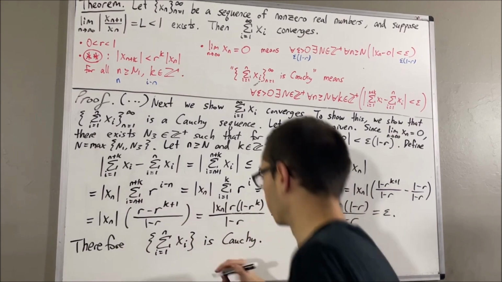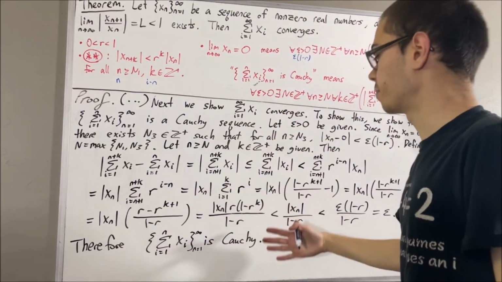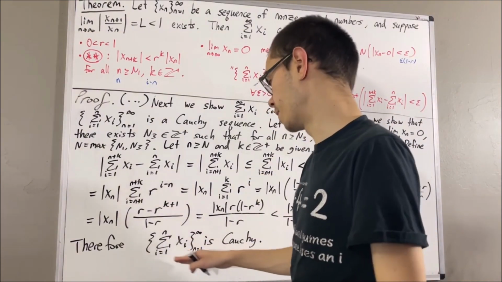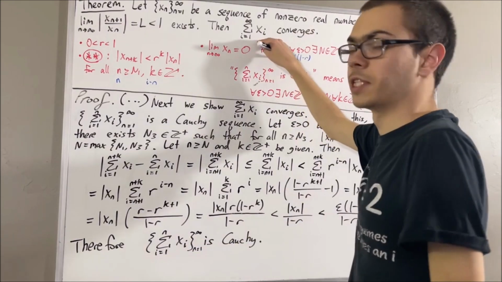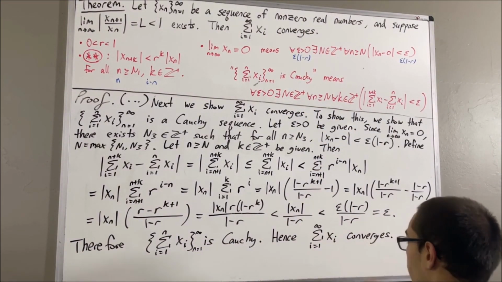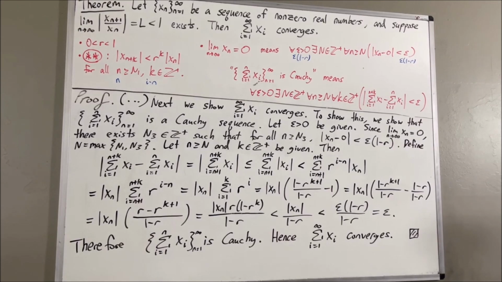And because we've shown this sequence is Cauchy, this means that this sequence is convergent. Well, to say that this sequence of partial sums is convergent is what it means for this infinite series to converge. And so this completes the proof. And so yeah, that's pretty much it for this video.